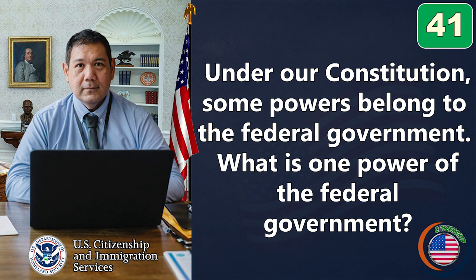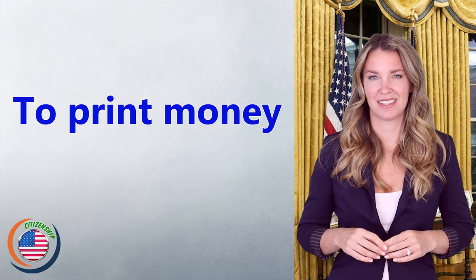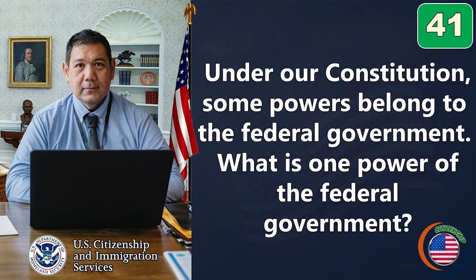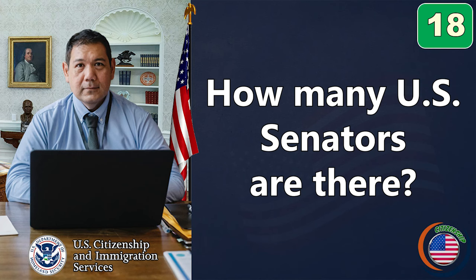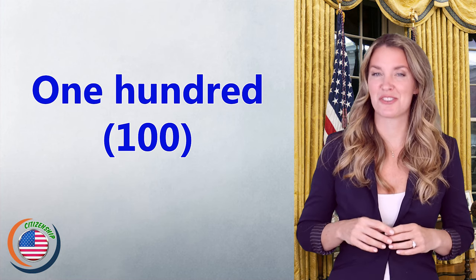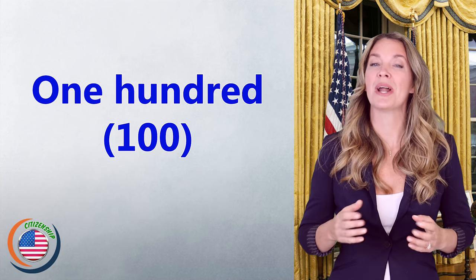Under our Constitution, some powers belong to the federal government. What is one power of the federal government? To print money. How many U.S. senators are there? 100.